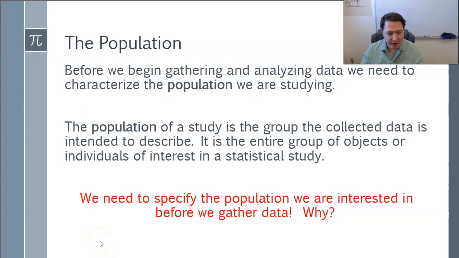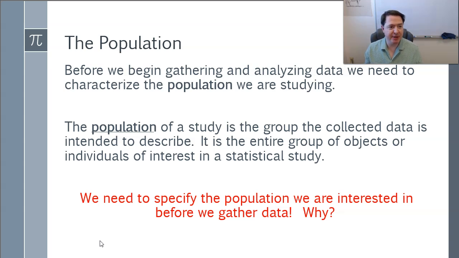So the population of a study or an experiment is the entire group that we're trying to describe, right? That we're trying to get information about and make some claims about, make some decisions about. It's going to be the entire group, not just the individuals we were able to get data from. And we need to specify this population as step one of any kind of analysis that we ever do.